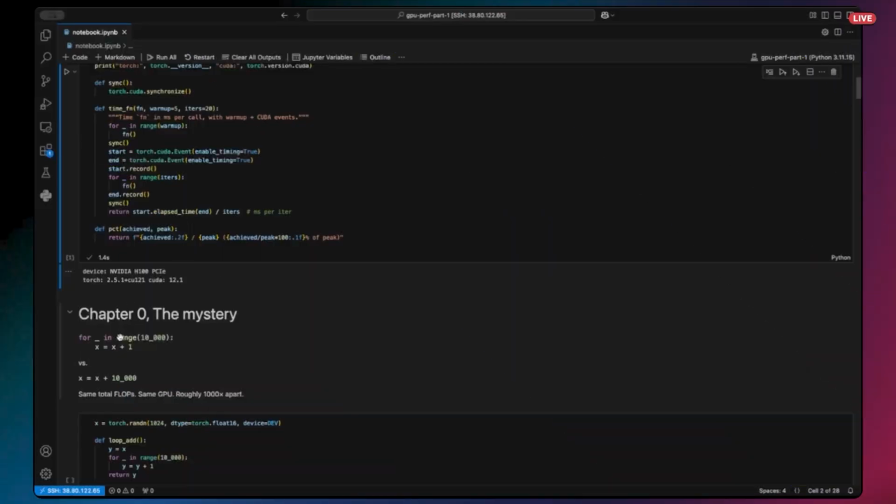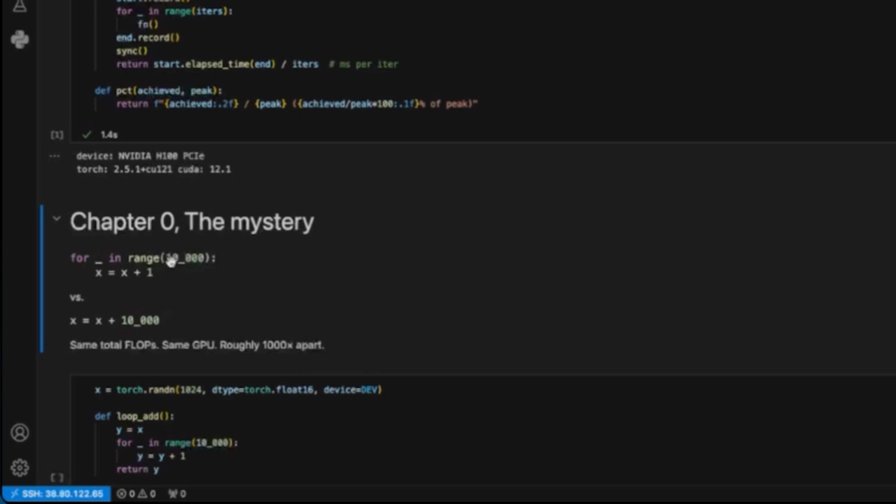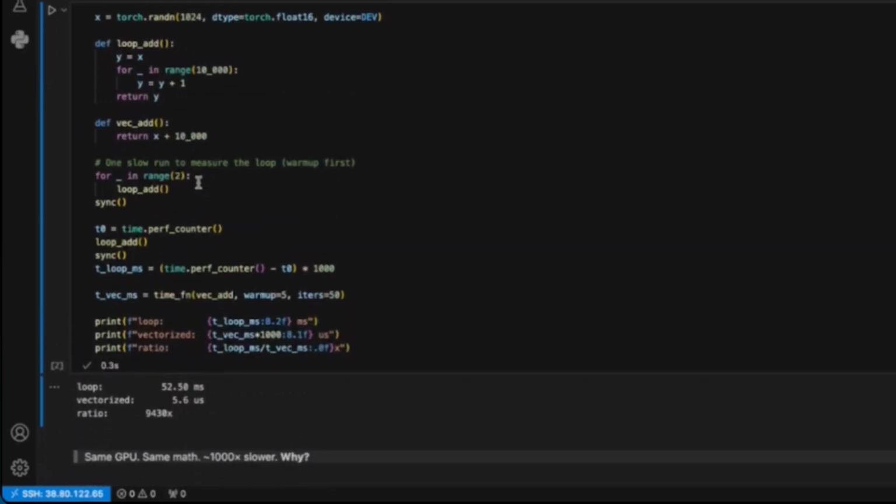So here we have two Python programs. It's a very, very simple program. One is a for loop where we are doing 10,000 additions. And one is a vectorized operation, which is just doing one single vectorized call, adding 10,000. So it's the same amount of work which is happening. Here I have the code for the loop, and then the vectorized one. And if we run these, we see that the vectorized one is essentially 9,000 times faster than the loop.